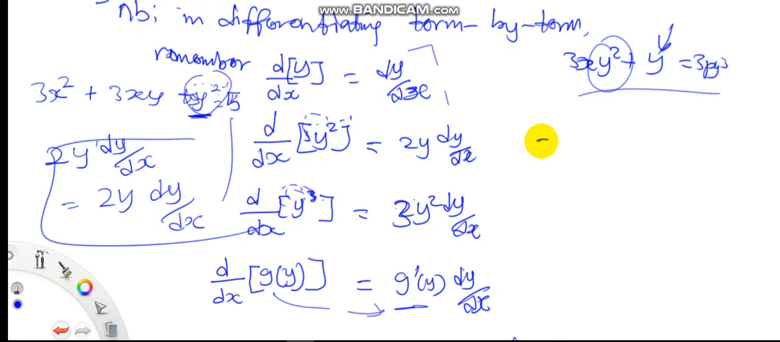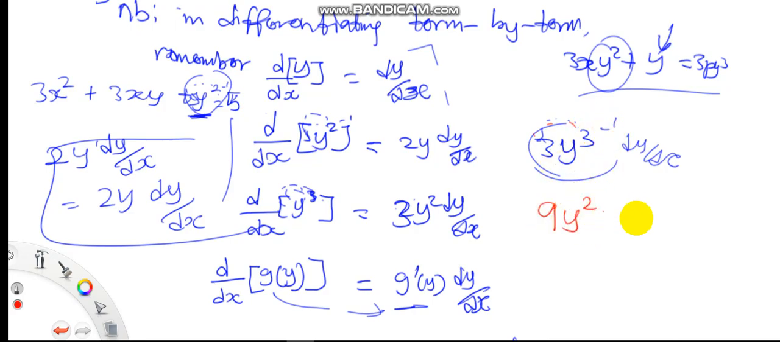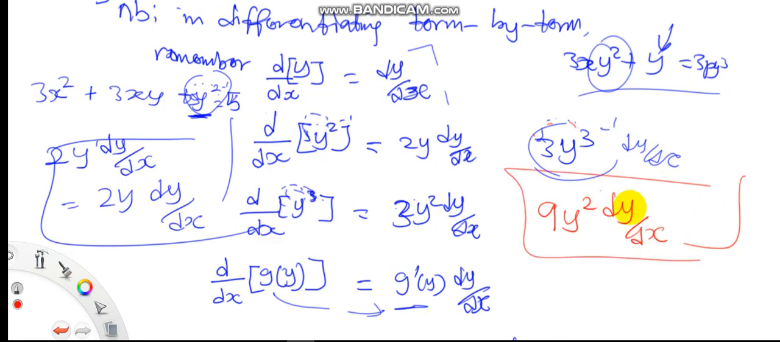Say for example we have 3y cubed. To differentiate this term, similarly, you multiply the whole term by the power, and then you subtract 1 from it, but you multiply by dy dx. So here this will be 3 times 3 is 9, y to the 3 minus 1 is 2, so 9y squared dy dx. This is how you differentiate such terms. This is one area you have to pay attention to.